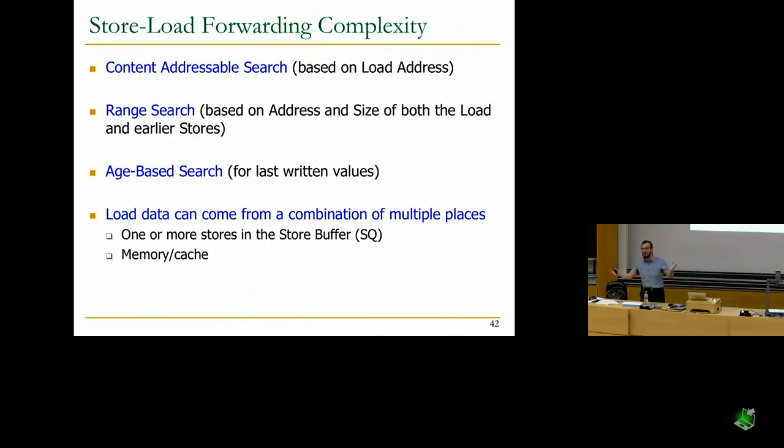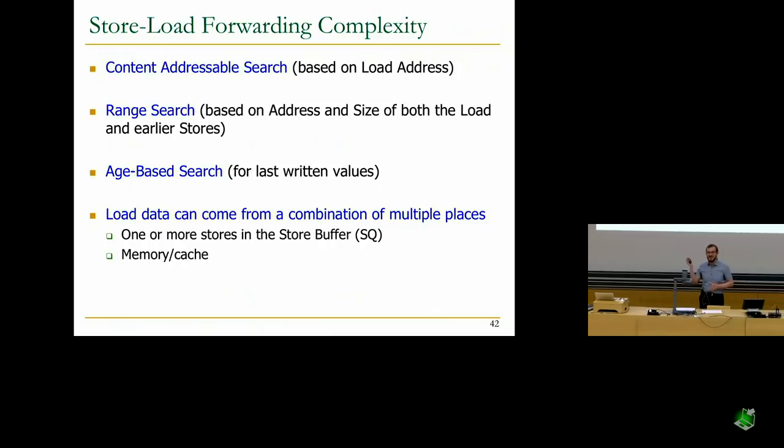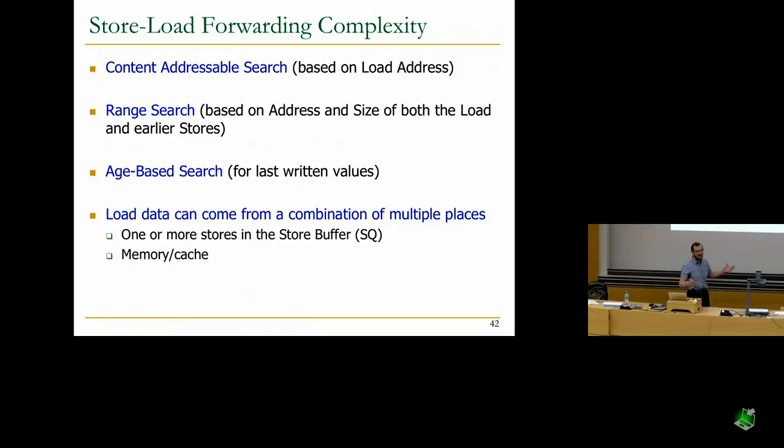So if you're doing a 4-byte load, 2 bytes can come from here and 2 bytes can come from memory. So basically you need to handle this. Machines take different approaches to this, but they cannot avoid this complexity. Either they lose performance because they cannot handle some of these really well, or they become very complex.